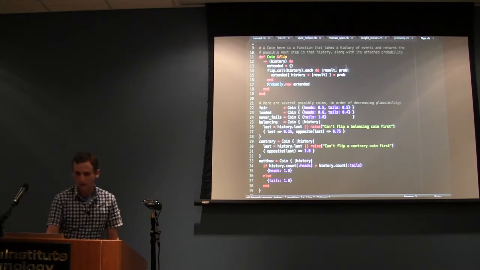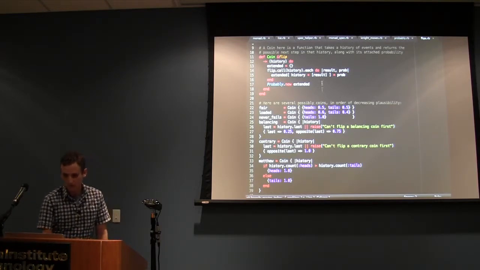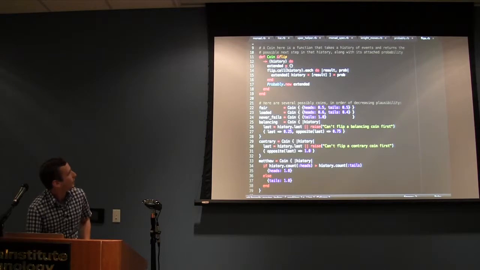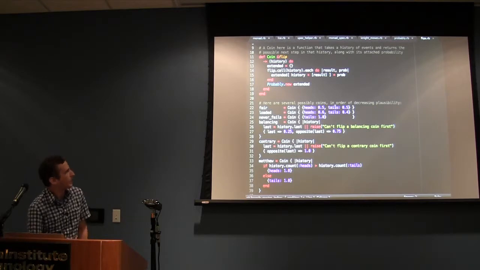So as you see, a coin here, given a particular way of flipping it, just focus on fair, maybe. If I want to flip a coin, I'm going to look at the entire history, call my flipping strategy on the history. So for this one, it would just be half heads, half tails. And extend my history with whatever result I got, with whatever probability I had of getting that attached result.